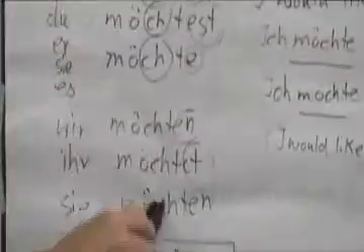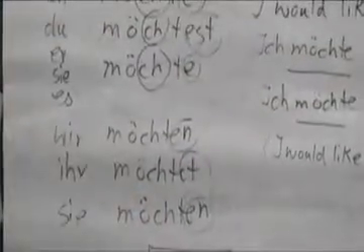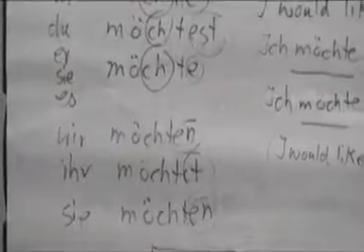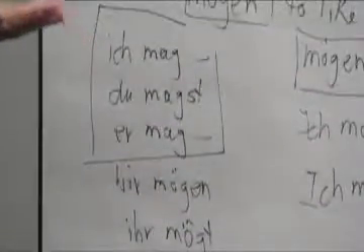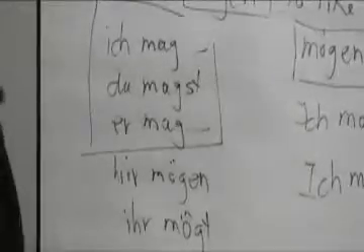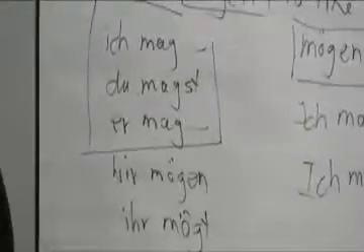So remember, möchte, the form, the conjugation with möchte means that you would like to have something, to do something. It's followed by a verb. Mögen, this conjugation here, ich mag, du magst, is followed by a noun or a pronoun. And it means to like something or someone.